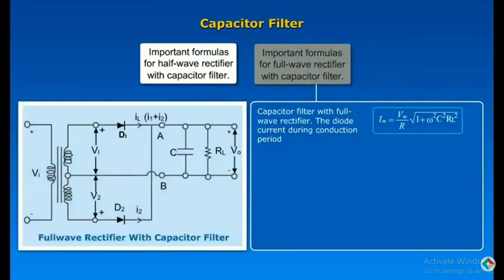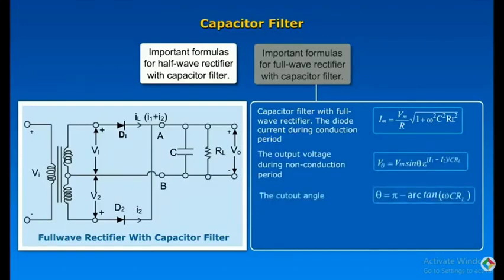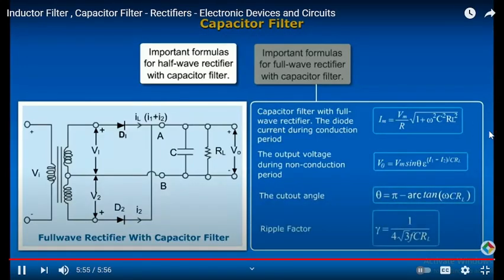Capacitor filter with full wave rectifier. The diode current during the conduction period is given as follows. The output voltage during the non-conduction period is given as follows. The cutout angle is given as follows. The ripple factor is given as follows.